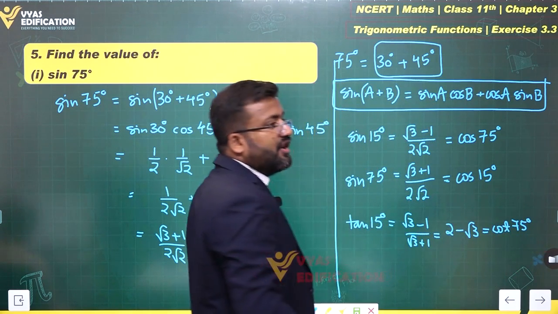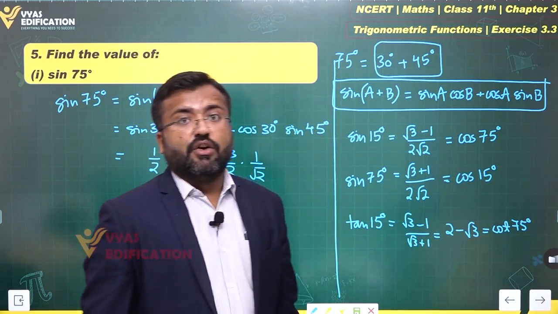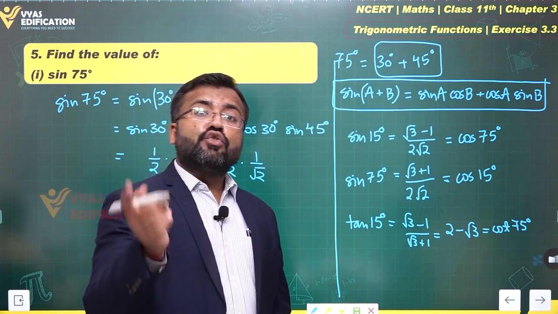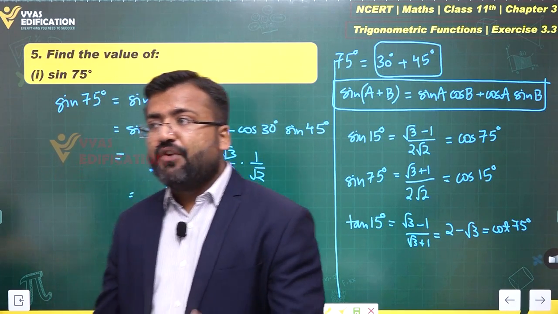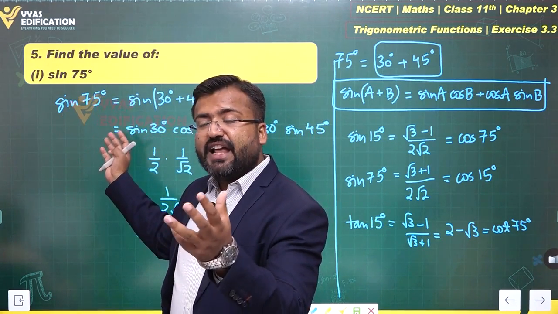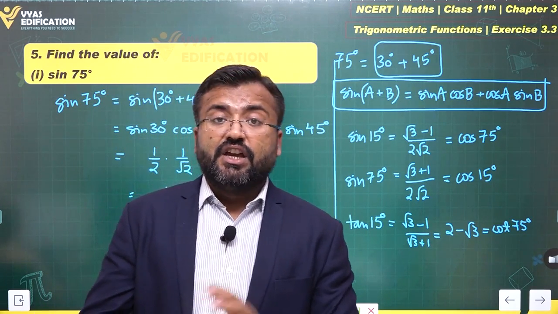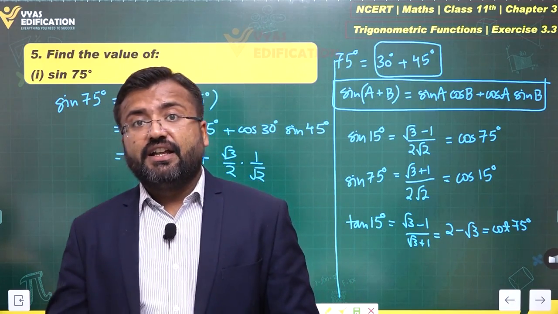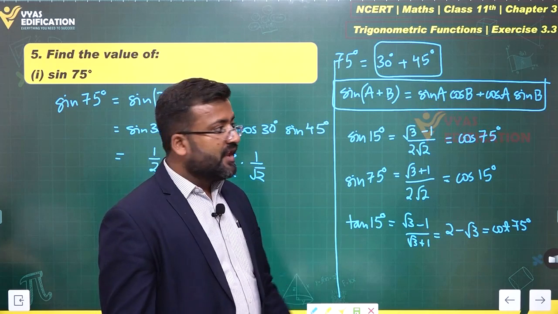So if you ever see cot 75 degree, will you be able to tell the value now? Yes, you will be able to tell the value now with the help of this, right? Although you can find tan 15 degree directly as well. Tan 15 degree can be found in this manner as well. Tan 15 degree can be written as tan of 45 degree minus 30 degree. We know tan 45 degree, we know tan 30 degree, and we can simplify that to get this value. That will not be difficult, right?